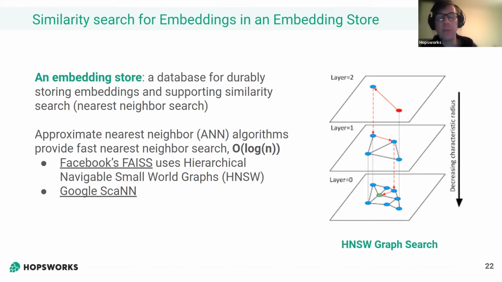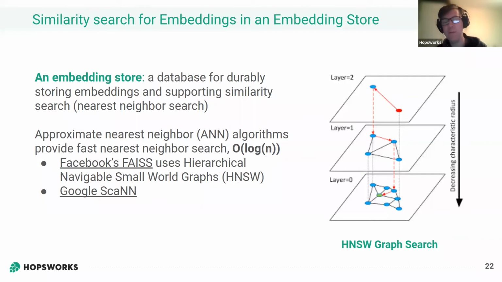So it's doing approximate nearest neighbor search, and you can see the way it works is that it starts out at layer 2 here, and then it navigates the space using this hierarchical small world graph network algorithm. When it gets to the bottom of the graph, it returns the nearest neighbors in that part of the space. So an embedding store is basically a way of durably storing these embeddings, so that if the system shuts down or goes offline, the embeddings are still there.